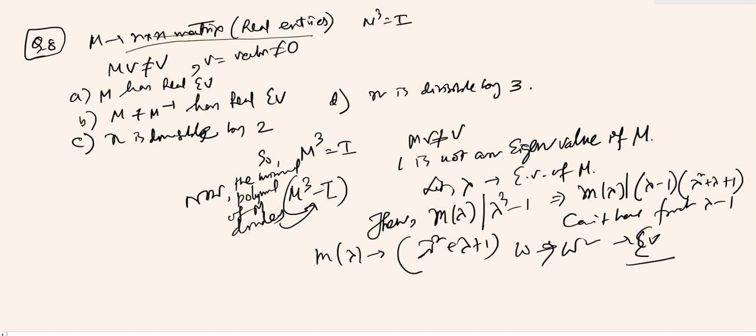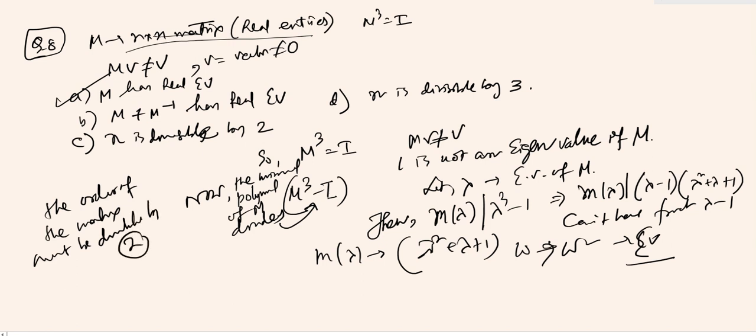So obviously option A is wrong, as there is no real eigenvalue, all of them are imaginary. As complex roots always appear in conjugate pairs for a real equation, the order of the matrix must be divisible by 2. Clear? So option number C is correct. Order of the matrix is even.